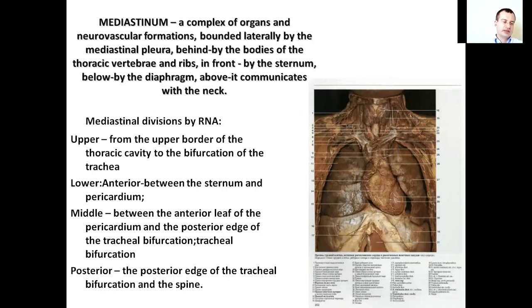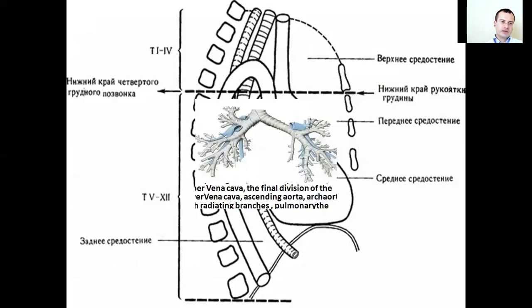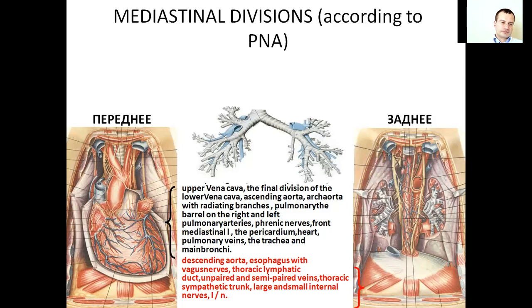Mediastinal division: upper, from the upper border of the thoracic cavity to the bifurcation of the trachea; lower anterior, between the sternum and pericardium; middle, between the anterior leaf of the pericardium and the posterior edge of the tracheal bifurcation; posterior, between the posterior edge of the tracheal bifurcation and the spine. Upper vena cava, the final division of the inferior vena cava, in the stent or aorta.